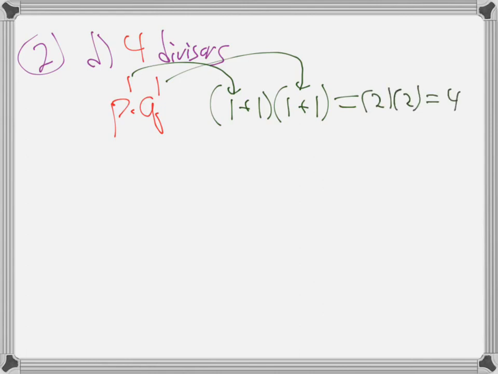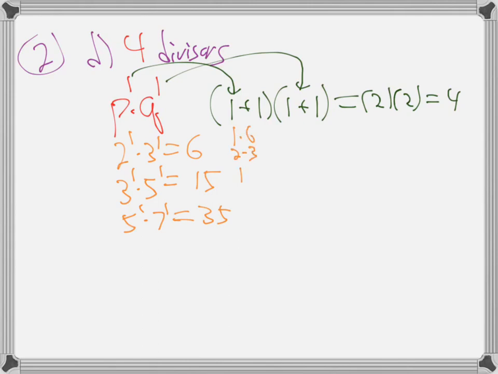So any prime to the first times another prime to the first. That would be like 2 to the first times 3 to the first, which is 6. Or 3 to the first times 5 to the first, which is 15. Or 5 to the first times 7 to the first, which is 35. All those numbers will have 4 divisors. Is that true? What goes into 6? 1 times 6, 2 times 3. What goes into 15? 1 times 15, 3 times 5, etc. They all have 4 divisors, don't they? So anything of the form prime to the first, prime to the first.